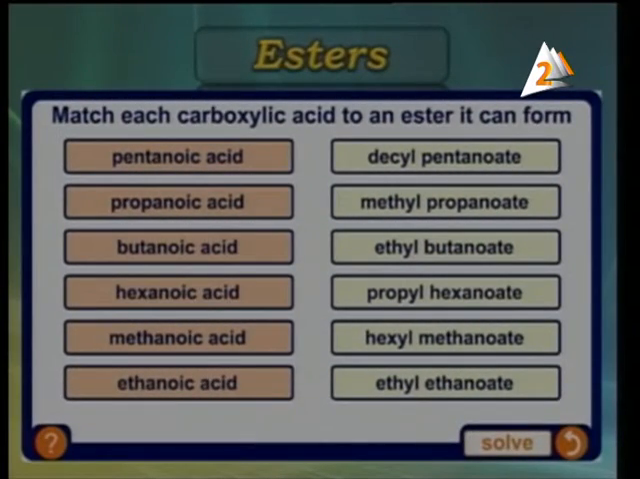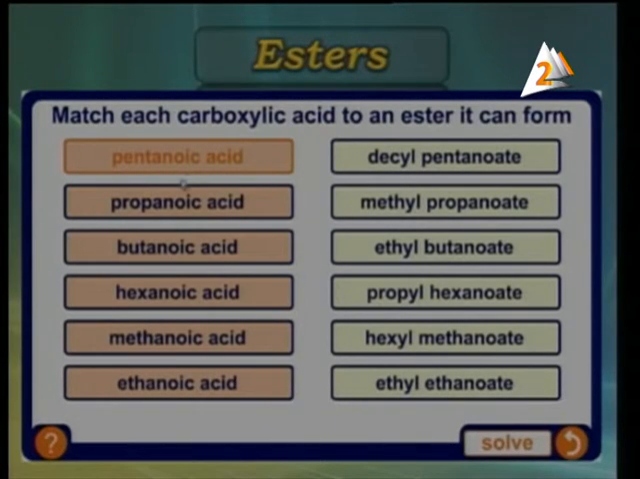Here we have to match the carboxylic acid with an ester it can form. So we have pentanoic acid, propanoic acid, butanoic acid, and so on. So which one of the second column contains the ester that is formed from these types of carboxylic acids? Here we have pentanoic acid. Which one? We have decyl pentanoate or methyl propanoate, or which one of them?